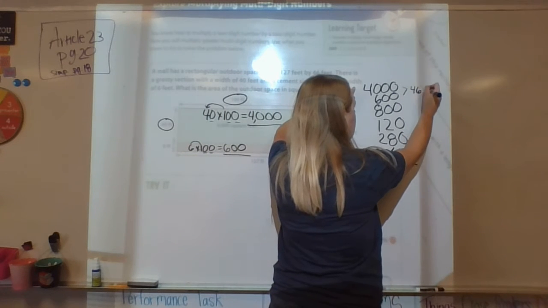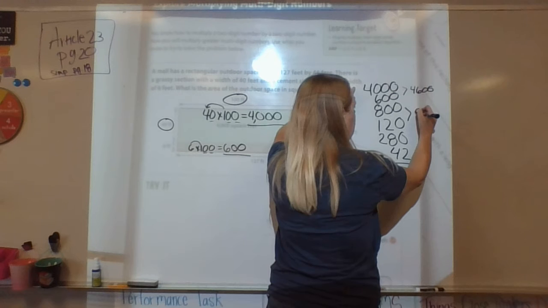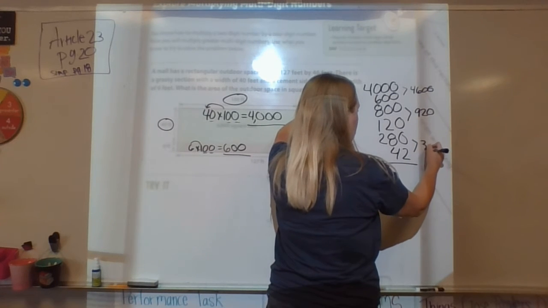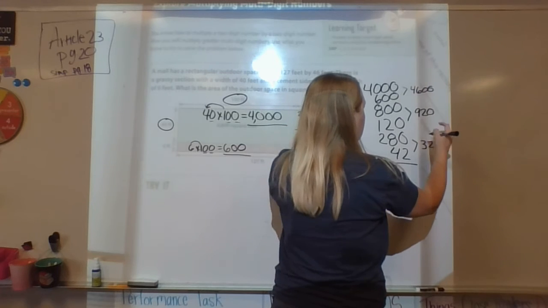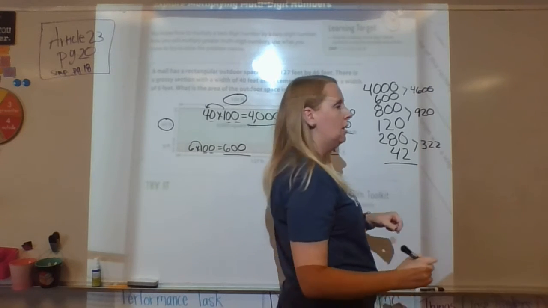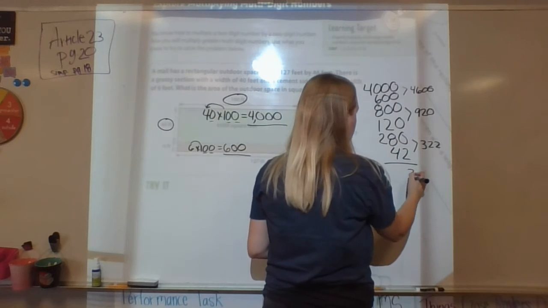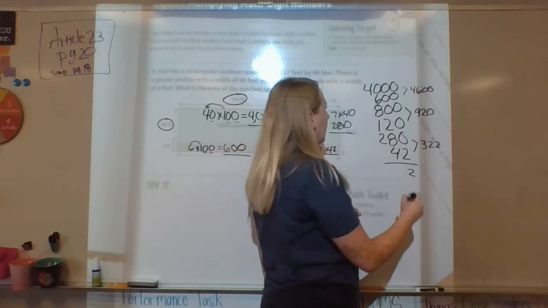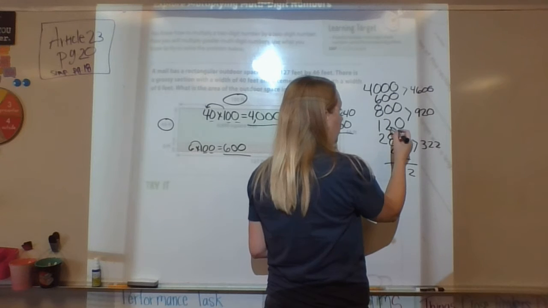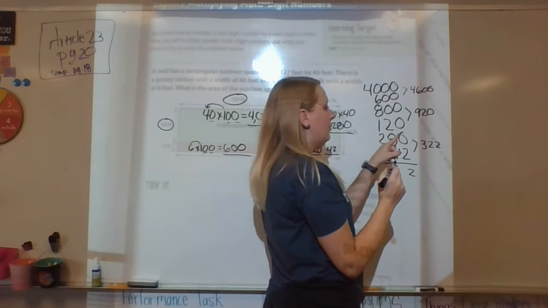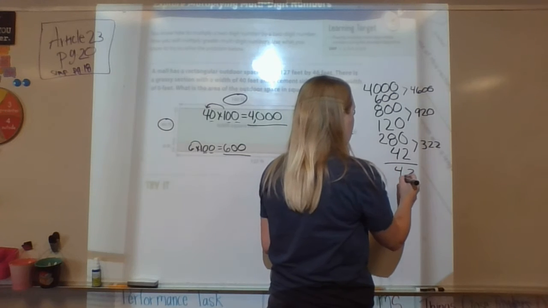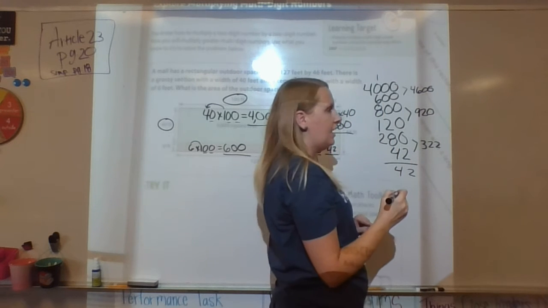This is 4,600. 920, 322. Then you can add those all together. Or we can just go this way. 2, because we know 0, 0, 0, 0, 0, 2 is 2. Then we go 0 plus 0 plus 0 plus 2. So now we're at 2 plus 8 is 10 plus 4 is 14. Carry our 1 up to the hundredths place.